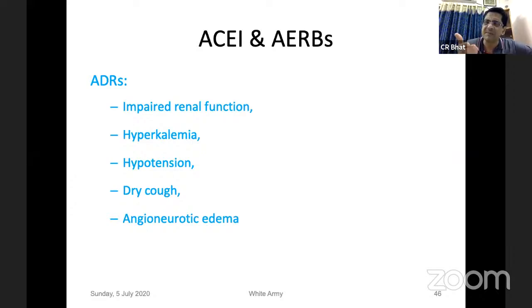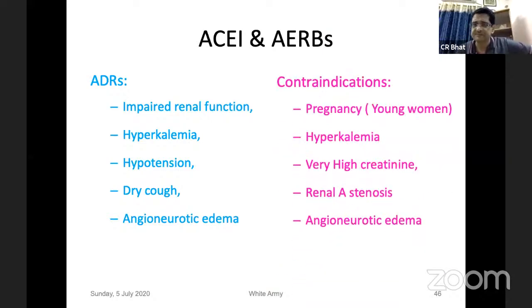Now, all the drugs will have their own side effects: impaired renal function, hyperkalemia, significant postural hypotension, and because of bradykinin accumulation, they can produce significant dry cough and angioedema. This group of drugs is definitely contraindicated in pregnancy, 100%, but you should be extra cautious in initiating ACE inhibitors and ARBs in young women of the childbearing age group. Suppose they have conception, they can induce intrauterine death. Okay, so it can induce first trimester abortions. So pregnancy is definitely a contraindication.